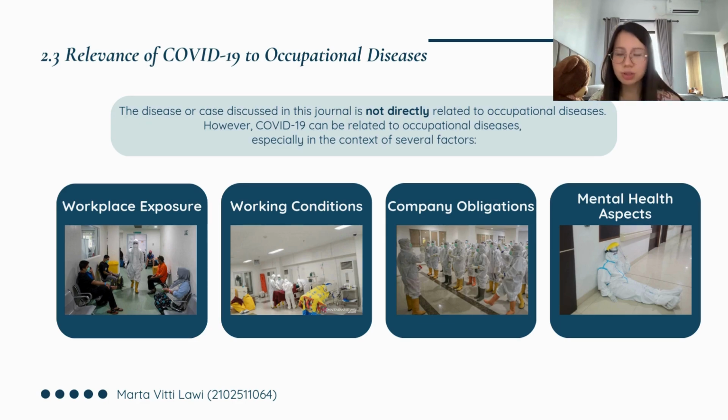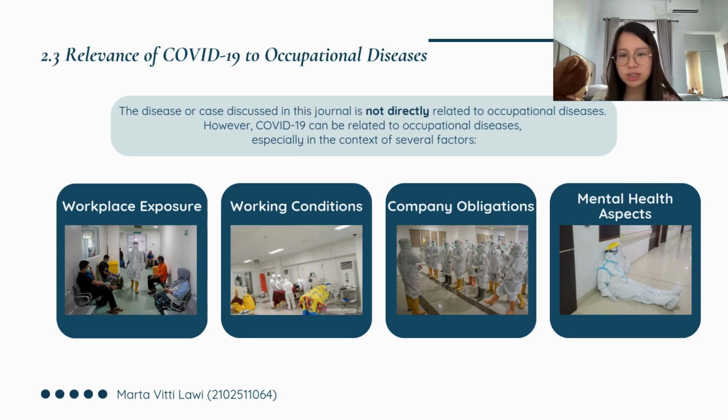First, workplace exposure. Workers in healthcare, public services, and industries that involve direct interaction with the public have a higher risk of exposure to the SARS-CoV-2 virus. Infections resulting from this exposure can be considered occupational disease. Second, working conditions. Crowded work environments, poor ventilation, and inadequate health protocols can increase the risk of COVID-19 transmission. Infected workers may experience short or long-term symptoms, which can also affect their ability to work.